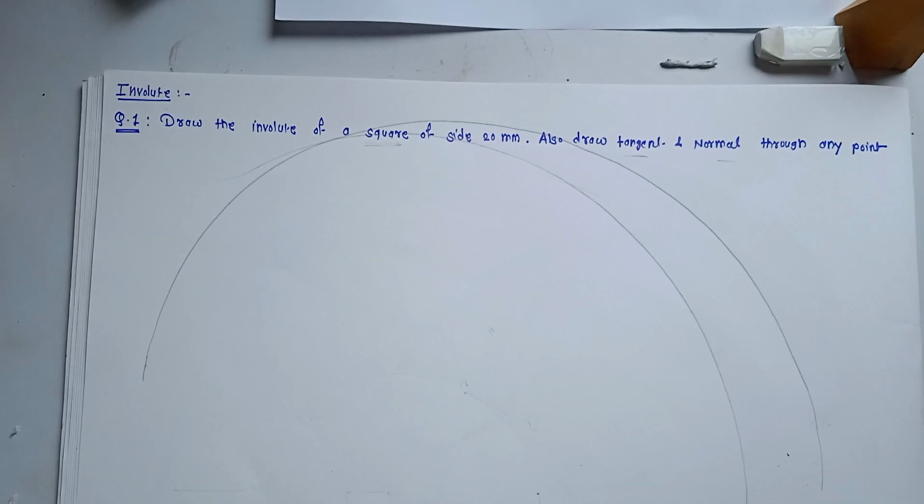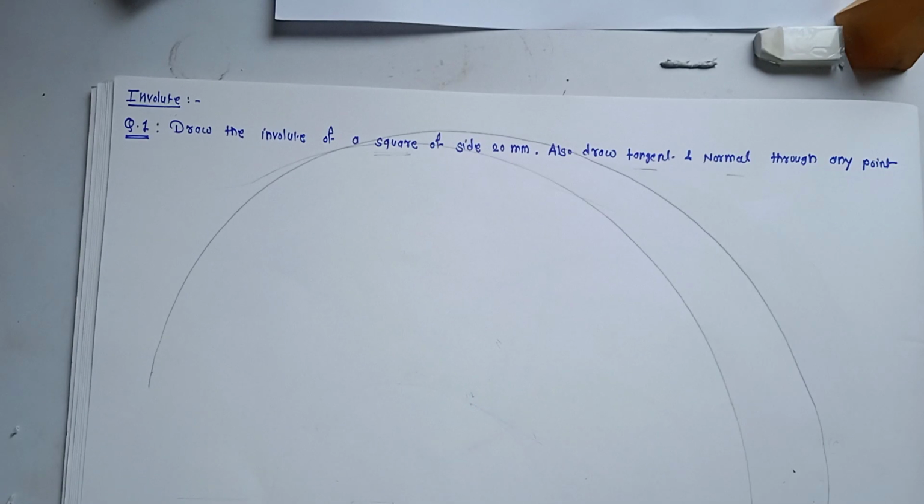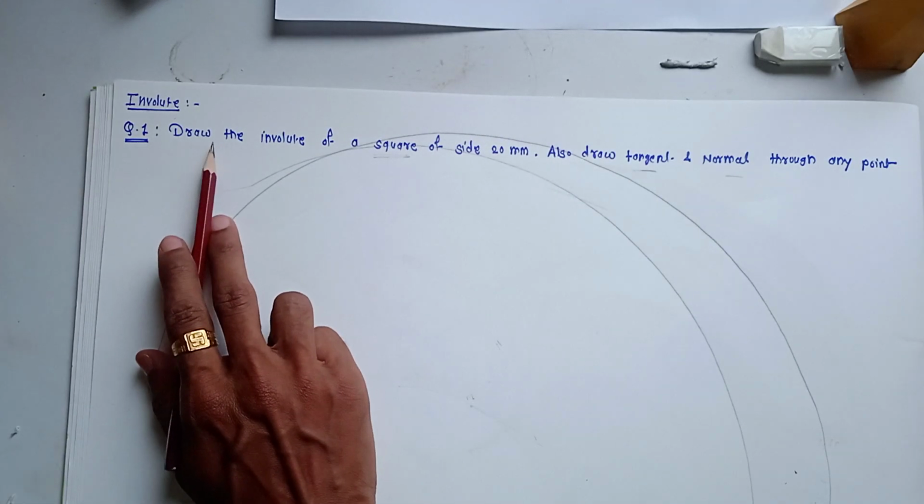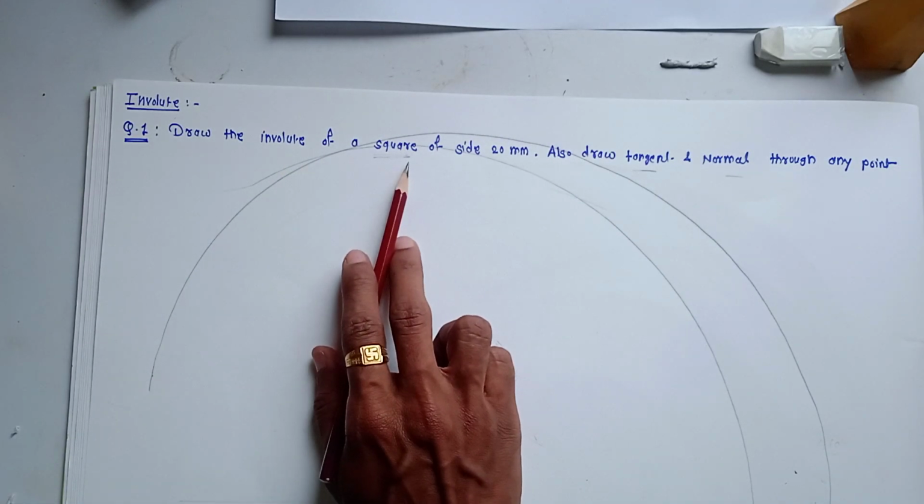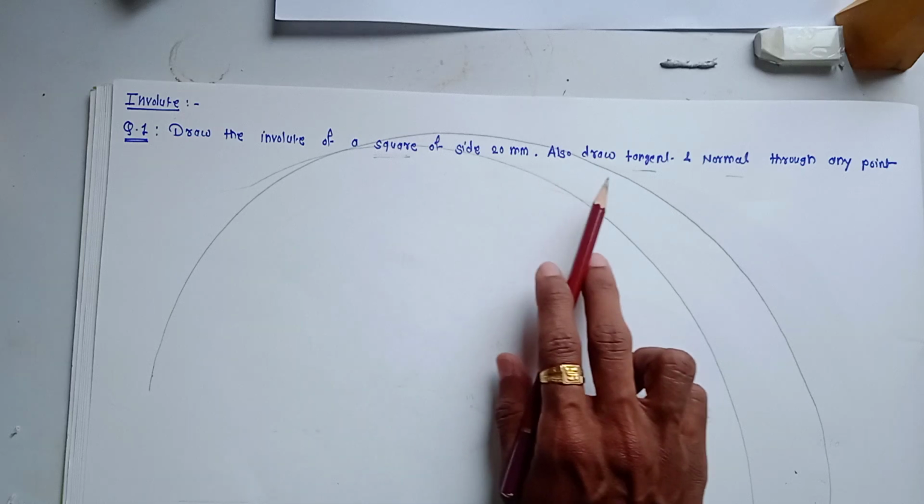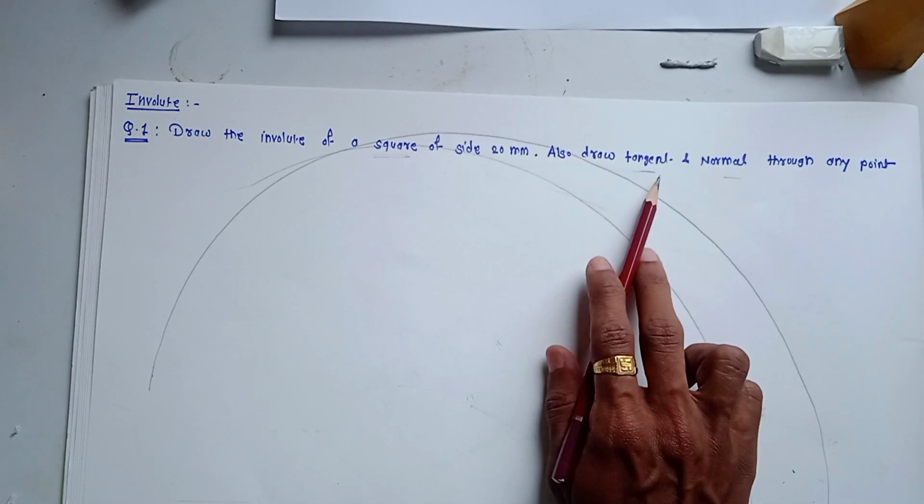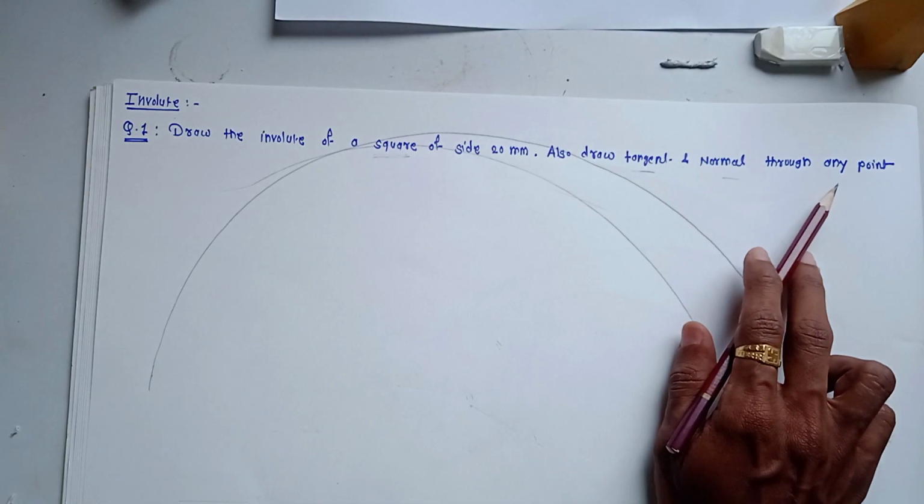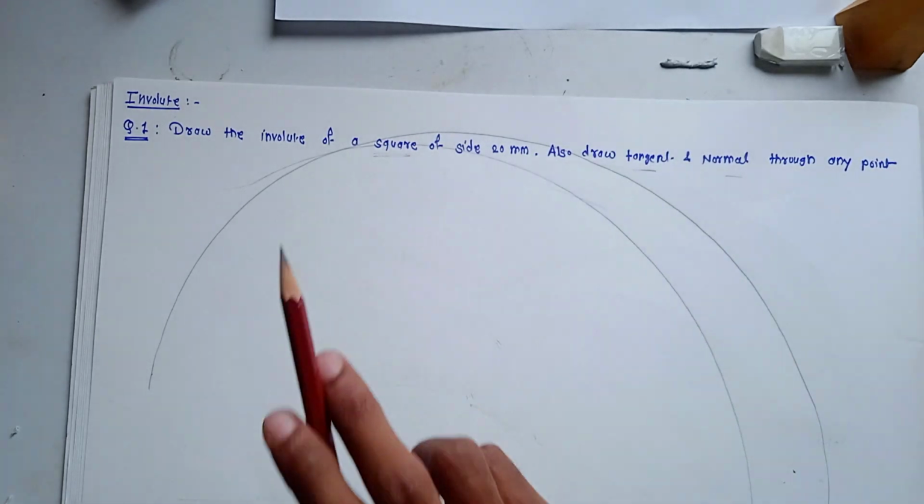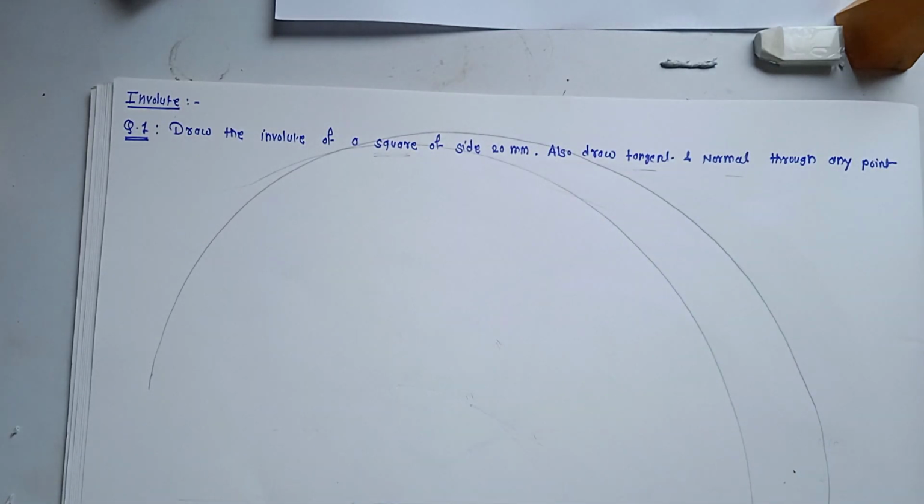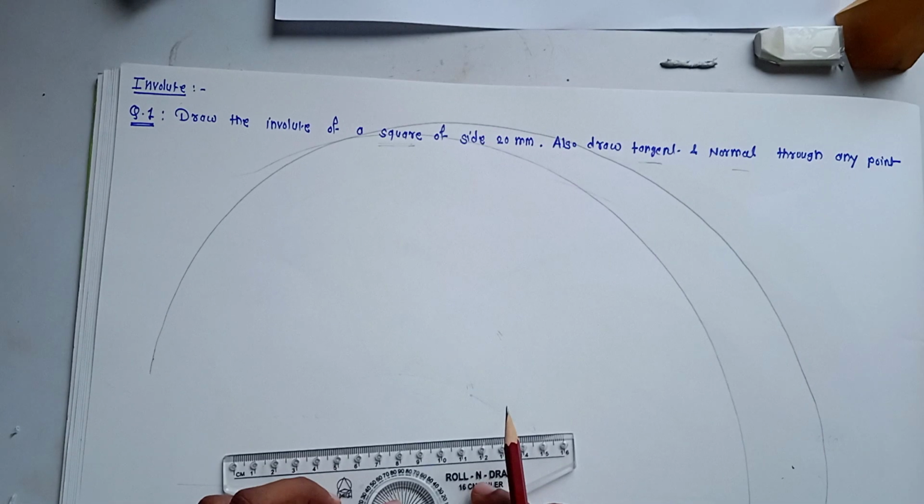Okay, so let us see the problem on the involute curve. The first problem given: draw the involute of a square of side 20 mm and also draw the tangent and normal through any point on the curve. So the given geometry is the square. The first step is to draw the square with the given dimension.